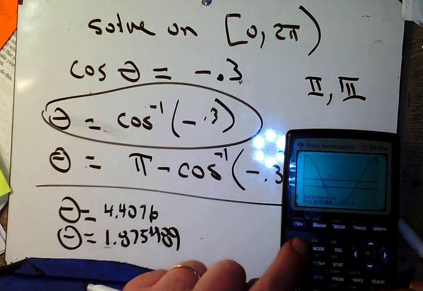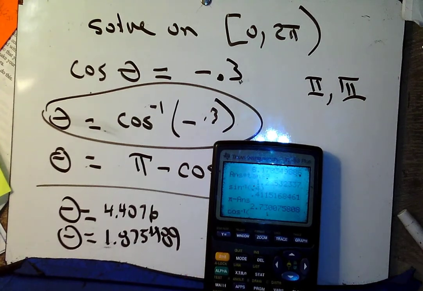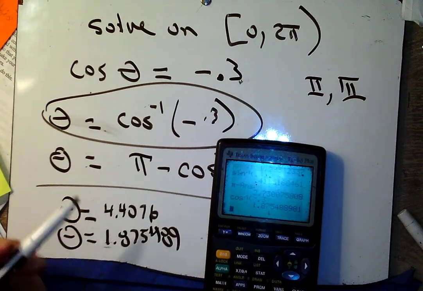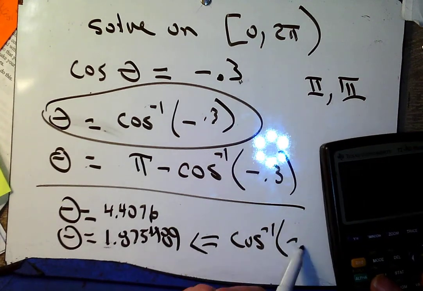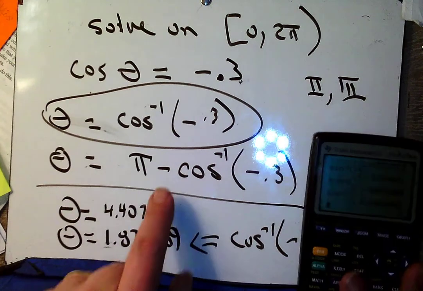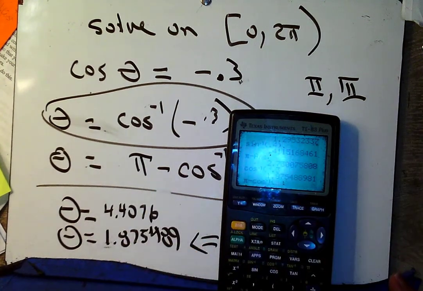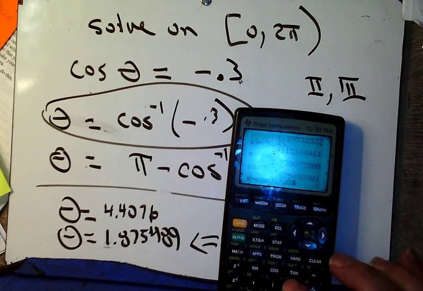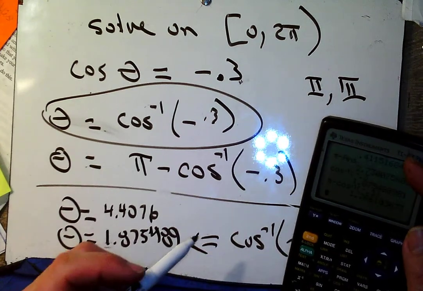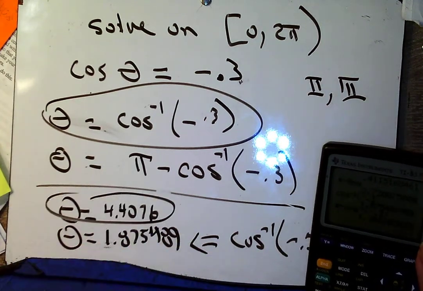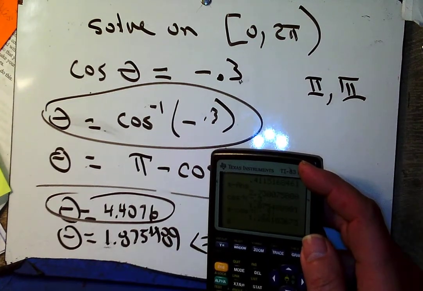What's the inverse cosine of negative 0.3? Hey, that's this one. This one is cosine inverse negative 0.3. And this one, pi minus inverse cosine of negative 0.3. And I get, oh, that didn't work at all. My second solution was supposed to be this, but I got 1.266.